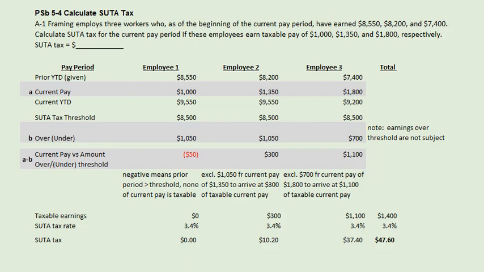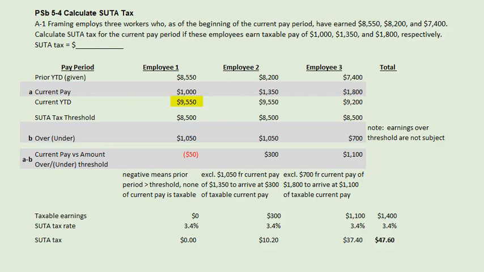So the approach to this problem is to lay out the pay for each employee, and there are 3, so we will label each as employee 1, employee 2, and employee 3. The prior year-to-date pay for each employee is given in the problem, so let's write those down as well as the current pay, which is also given. Add the prior year-to-date to the current pay, and we arrive at the current year-to-date pay.